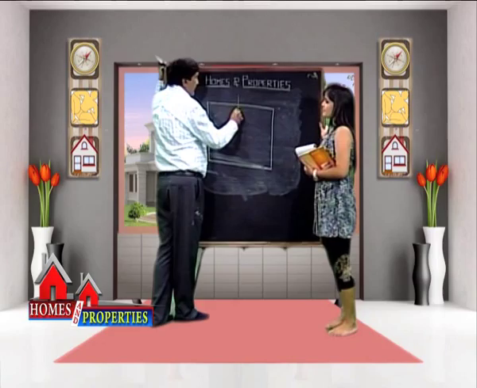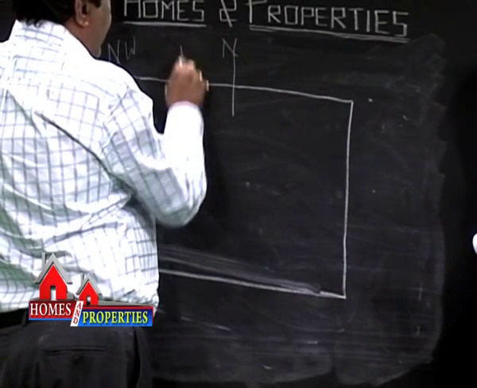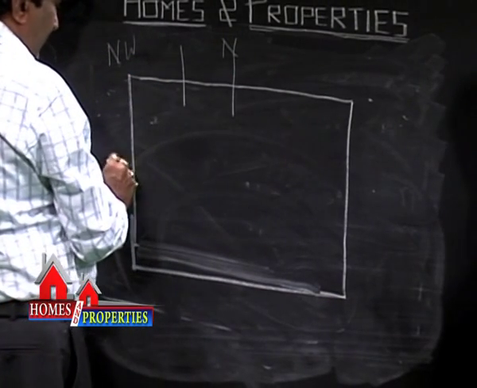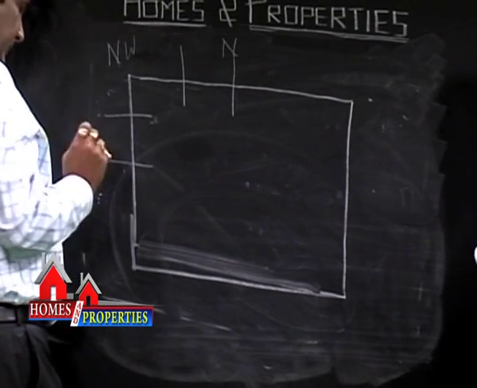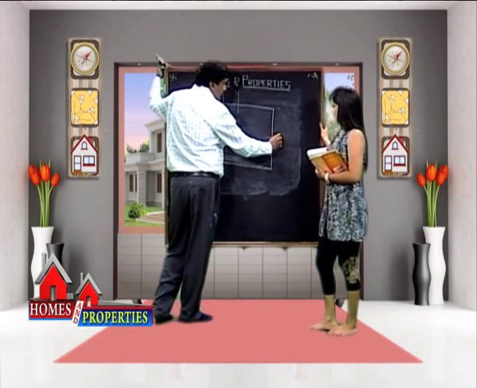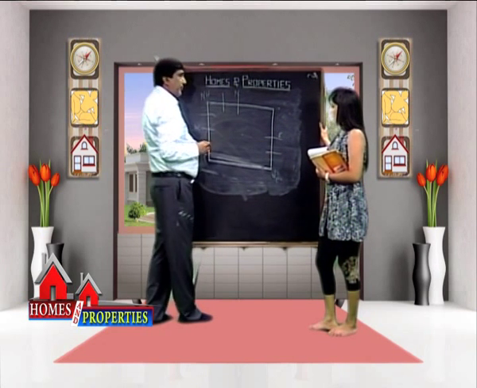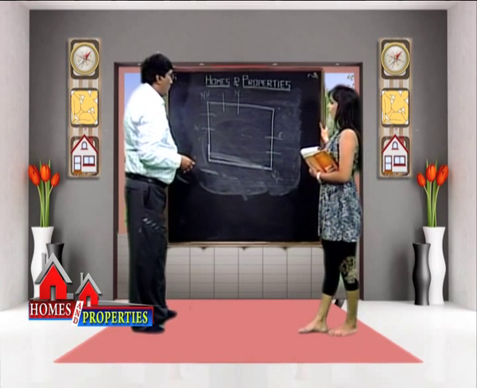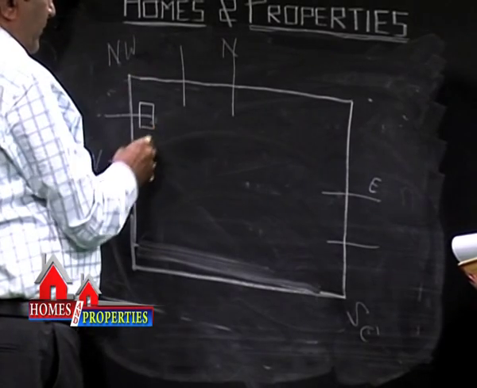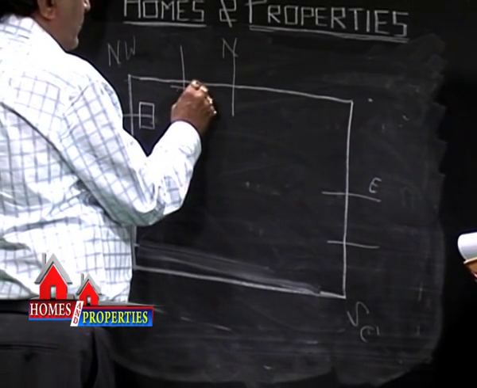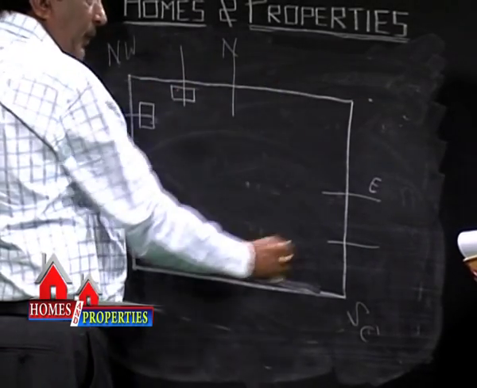Anyway, this is north, this is northwest, this is the center of north and northwest. This is west, and this is the center of west and northwest. This is east, this is southeast, and this is the center of east and southeast. So, you can have your soak pit and septic tank between northwest and west, and between north and northwest. This is about the plot.